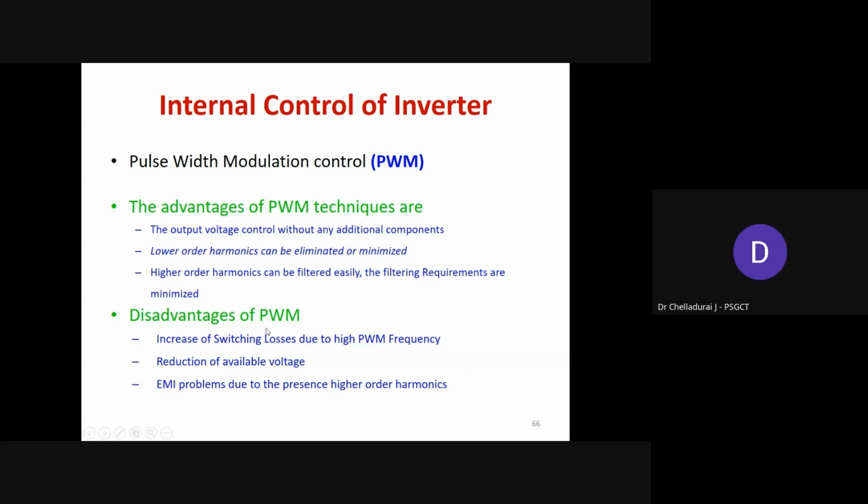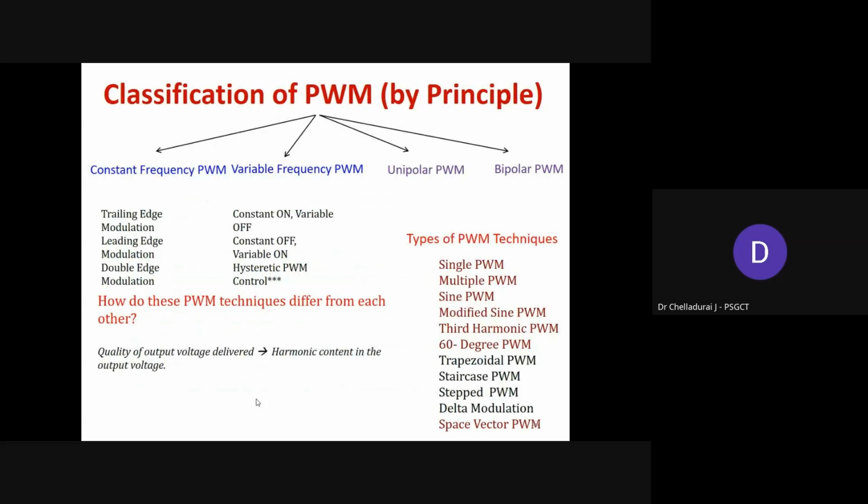Related to these switching losses, we already discussed for different applications how to fix the switching frequency. For very high power applications, we have to limit the switching frequency operation. Other disadvantages are reduction of available voltage and EMI problems. Very high switching frequency conditions can be easily adjusted or compensated with the help of a very small inductor and capacitor. That filter circuit design is very simple.